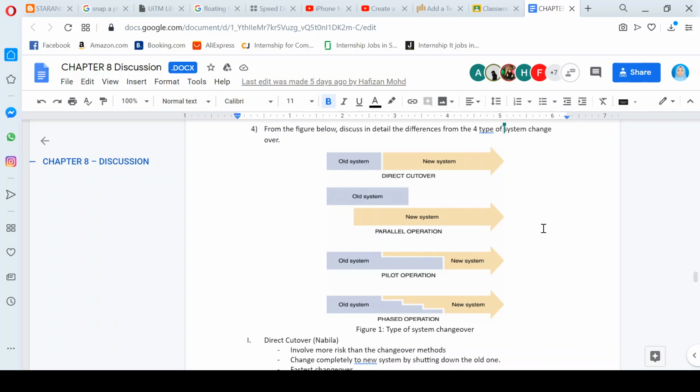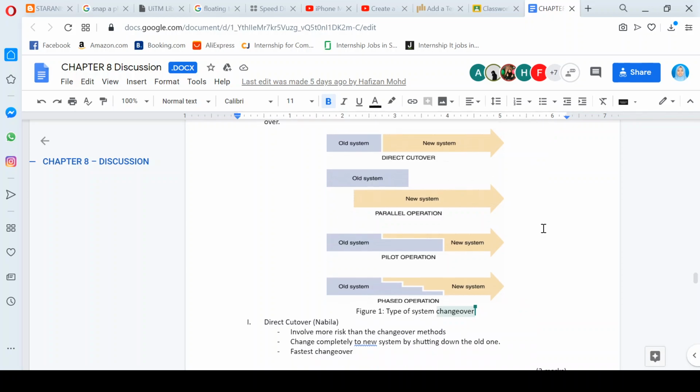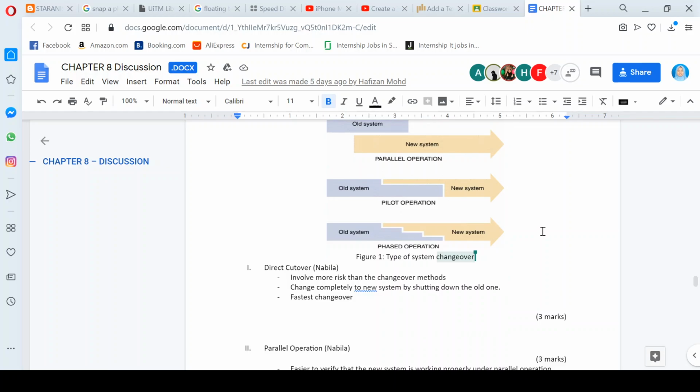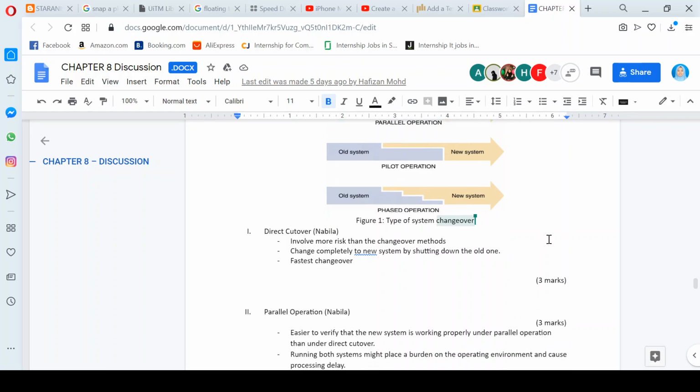Okay, so the first type of system changeover is the direct cutover. So saya nak minta Nabila cuba explain what is direct cutover. Apa yang kamu faham daripada textbooks berkenaan dengan direct cutover? So boleh dengar tak? Okay. Untuk direct cutover ni kita guna old sistem lama dulu sampai satu tahap tu, lepas tu kita stop sistem lama and then kita guna new system.